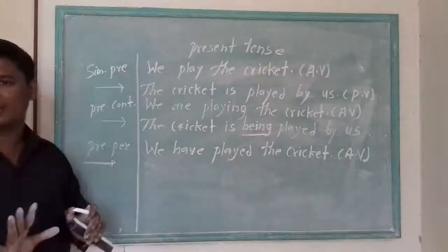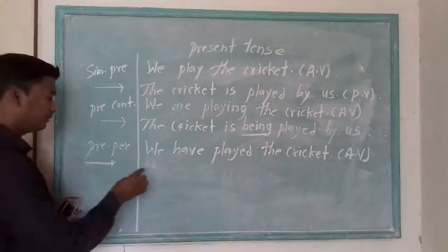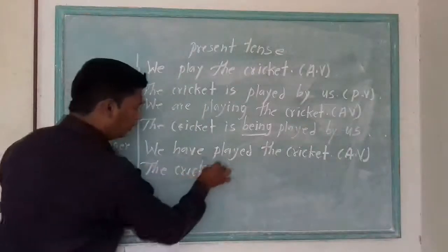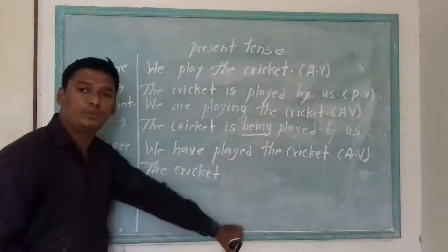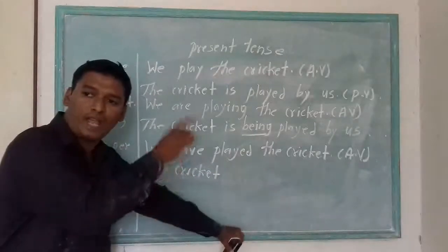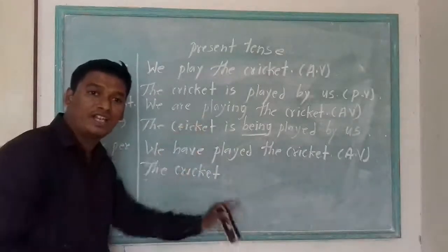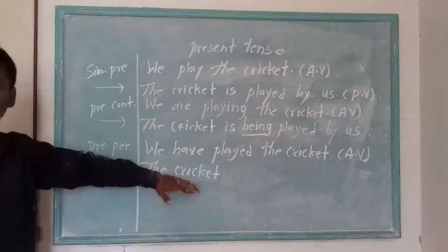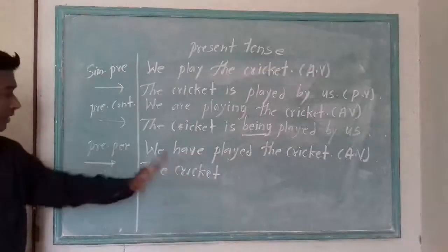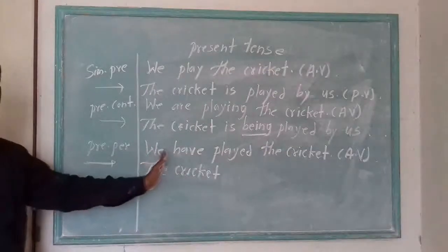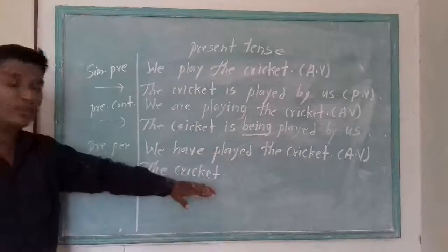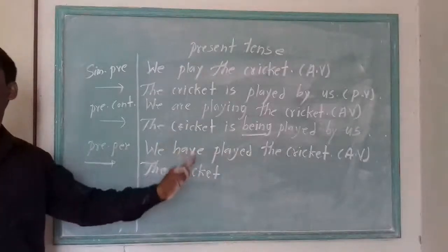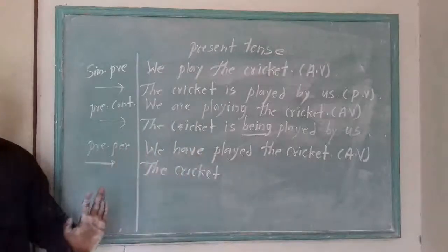All the other changes are the same. First take the object, the cricket. Now look, which auxiliary verb should be written after cricket? Have or has? Has should be there because it is third person singular. We were there, so we had taken have, but it is third person singular. So after he, she, it, we always take has, which we have learnt in tense.